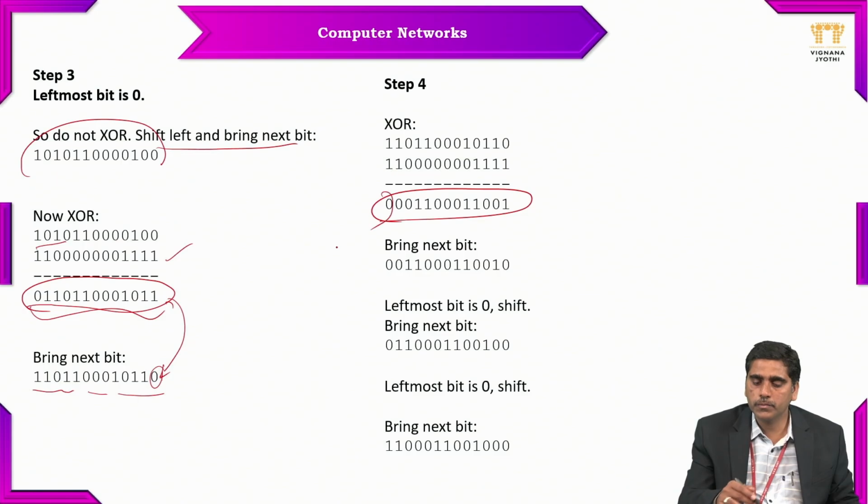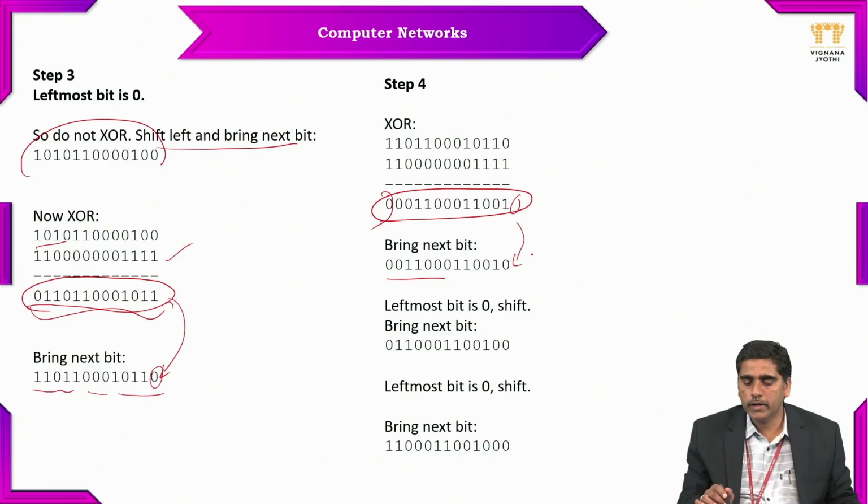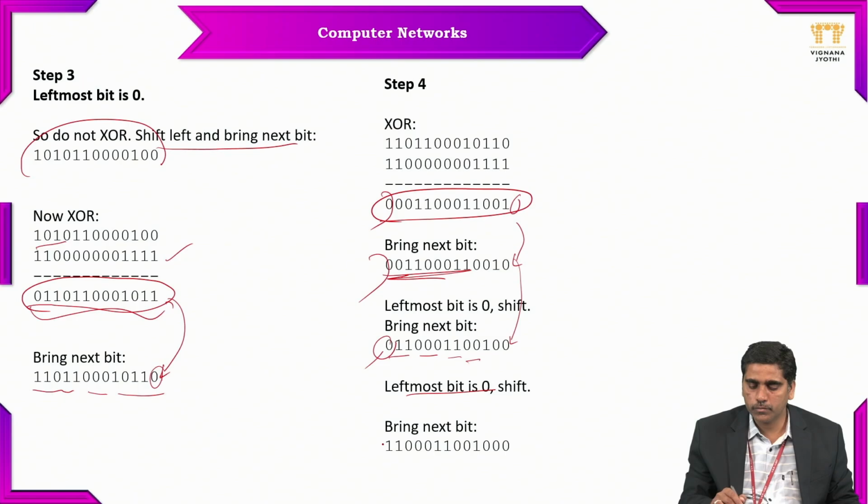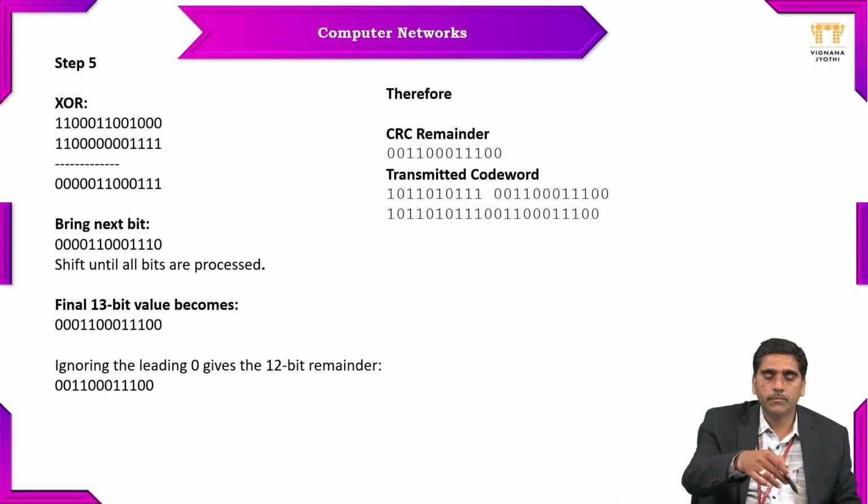Again the leftmost bit is 0, so no need to perform the XOR operation. Then bring the next 0 here. So 0 0 1 1 0 0 1 1 0 0 1 0, bring the next one. And here also, what is the leftmost bit? 0. So shift, no need to perform the XOR operation. So 0 1 1 0 0 1 1 0 0 1 0 0. The leftmost bit is still 0. Shift that one. Performing the shift operation, then 1 1 0 0 0 1 1 0 0 1 0 0, and this shifted bit is added here. So 1 0 0.